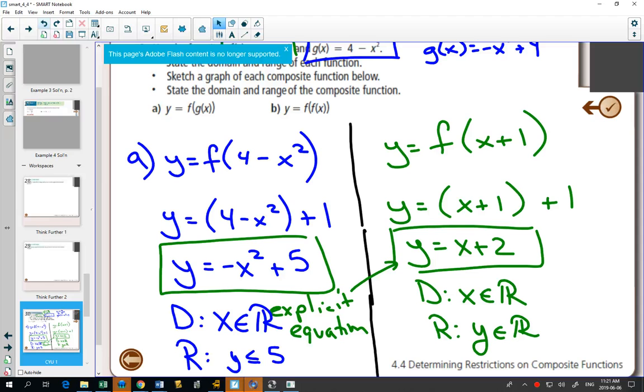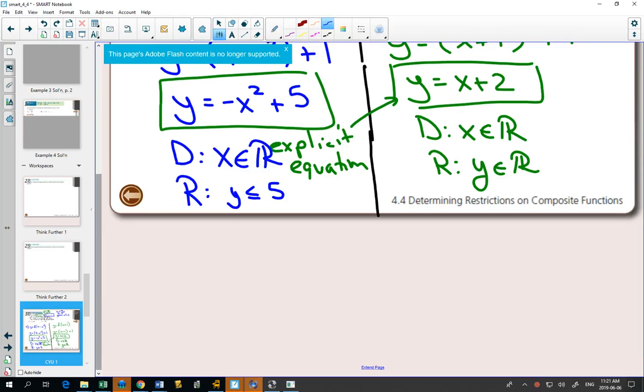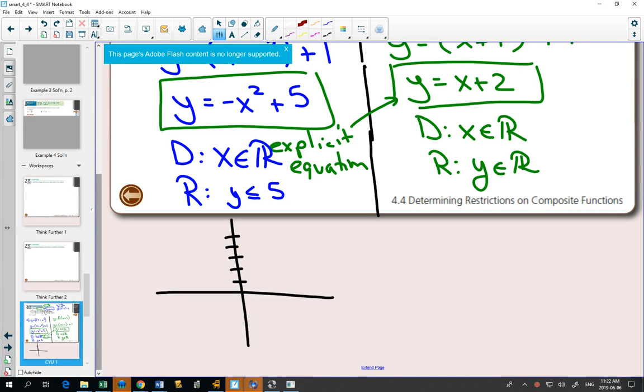We can also easily graph both the new composite functions. It's going to be the easiest way to graph a composite function if we find the explicit equation. Negative x squared plus 5 is easy to graph because it's been flipped down and moved up 5. Why would I lose marks on this one? I have no x-intercepts labeled. I need at least 2 points when I sketch a graph.